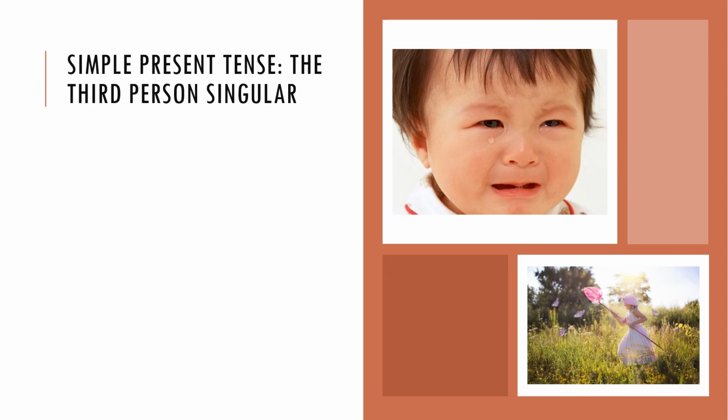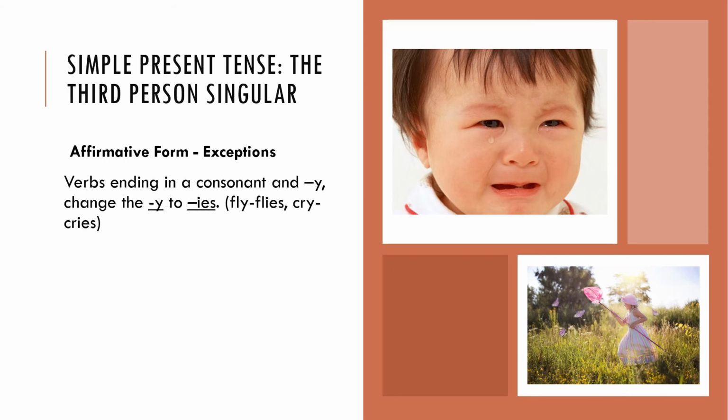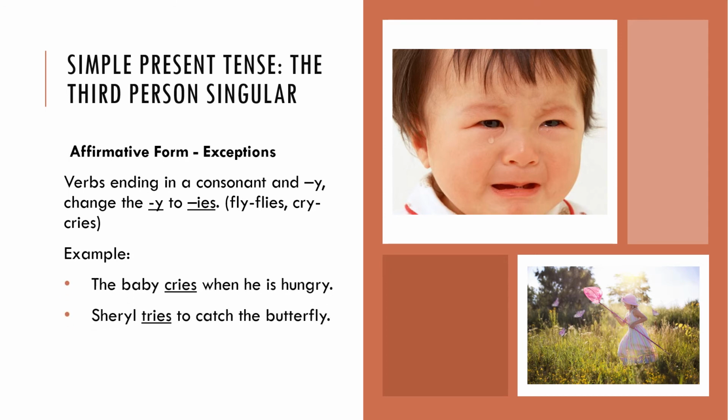Simple present tense, the third person singular, but in this case, affirmative form in exceptions. The exceptions are verbs ending in a consonant and Y. You have to change the Y to IES. For example, fly, flies, cry, cries. This is only in present tense, remember, with he, she, or it. For example, the baby cries when he is hungry. Cheryl tries to catch the butterfly. Tries.